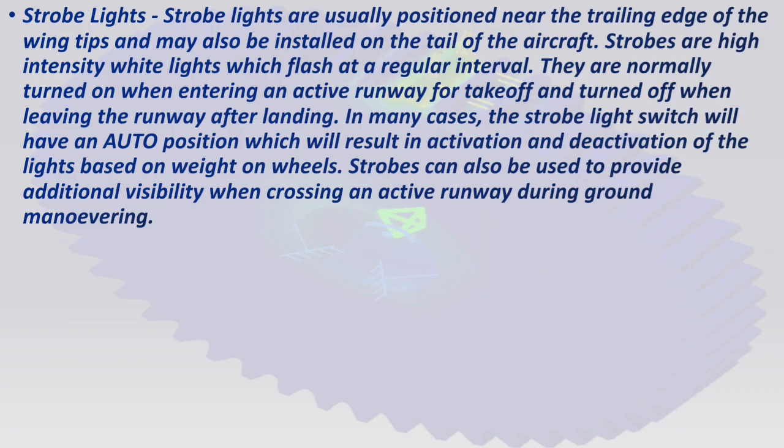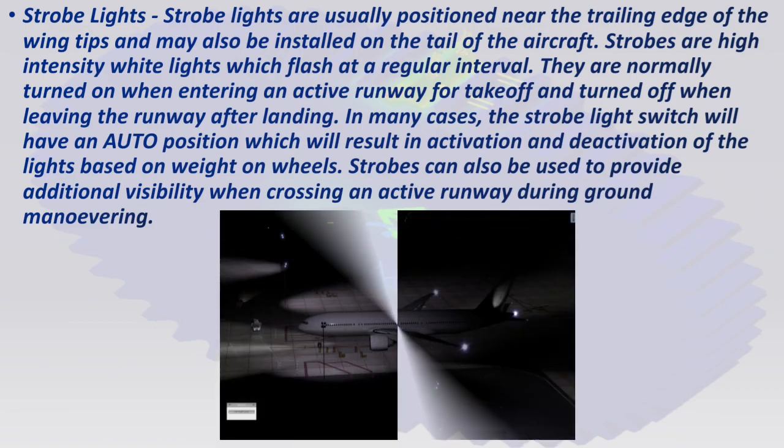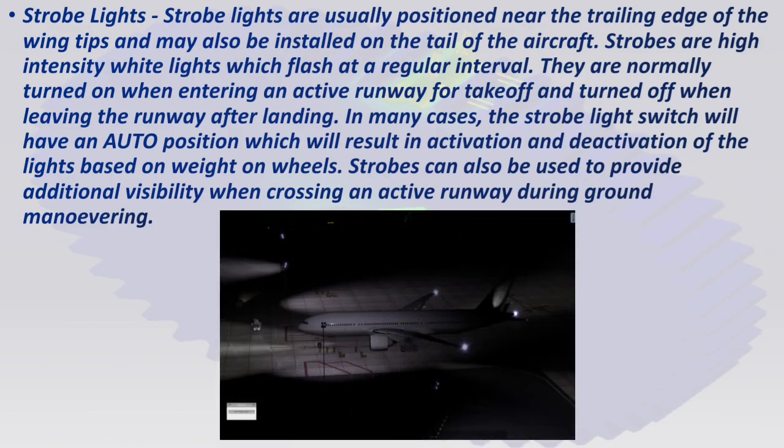Strobes can also be used to provide additional visibility when crossing an active runway during ground maneuvering. Now you can see in this picture three white lights fitted on an aircraft, on both wingtips and one at the tail. This is used to draw attention during flying. They are turned on once lining up on the runway, making the plane more visible for other planes which are about to operate on the same runway.